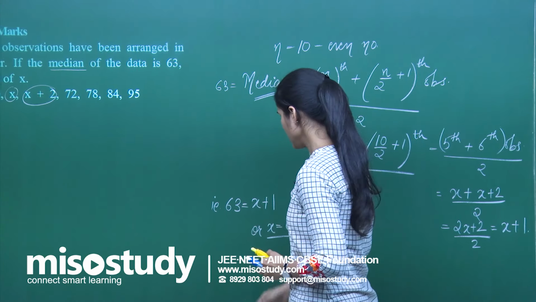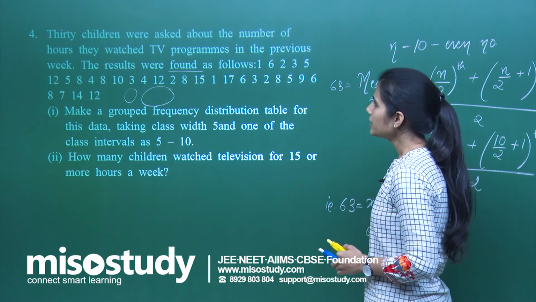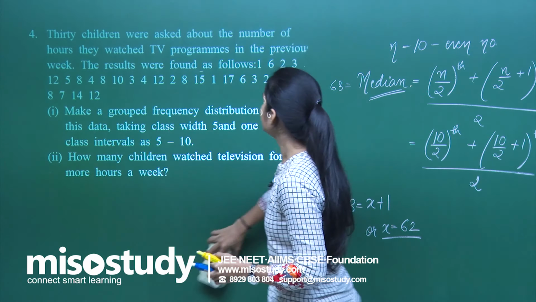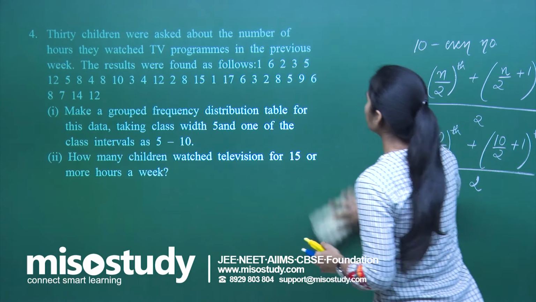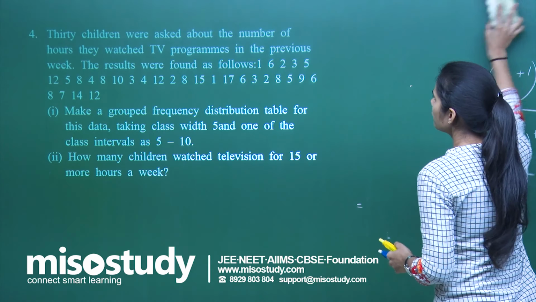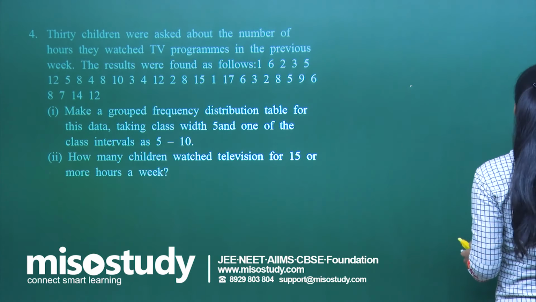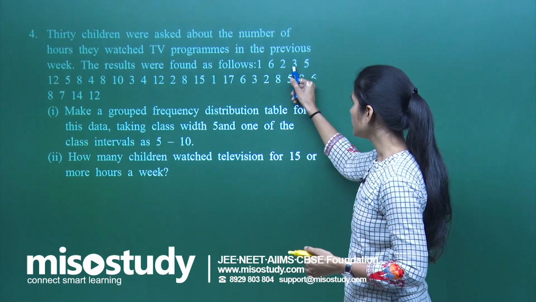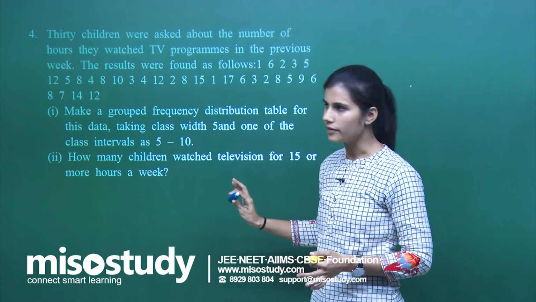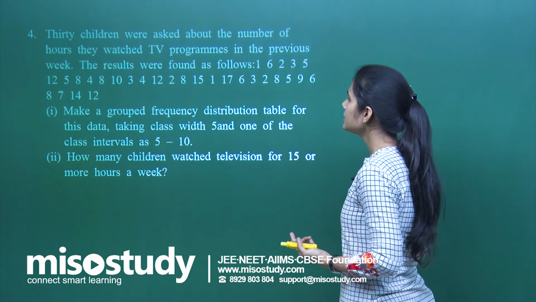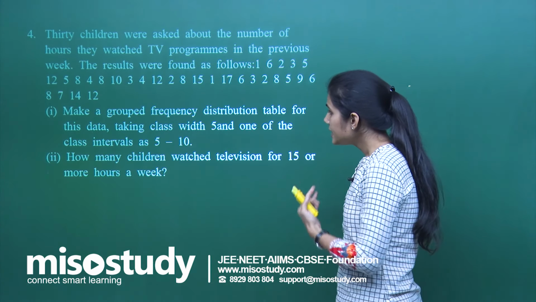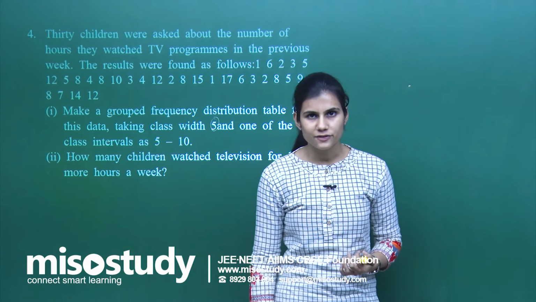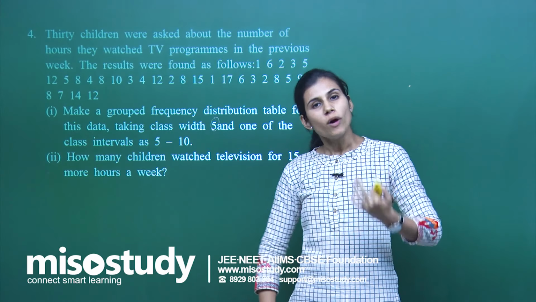Cool enough? Next question says that 30 children were asked about the number of hours they watched TV programs in the previous week. The results were found as follows. These are the number of hours: 1 hour, 6 hours, 2 hours, 3 hours, 5 hours, and so on up till 12 hours. Make a grouped frequency distribution table for this data, taking the class width as 5 and one of the class intervals is 5 to 10. So they are giving you one of the class intervals.